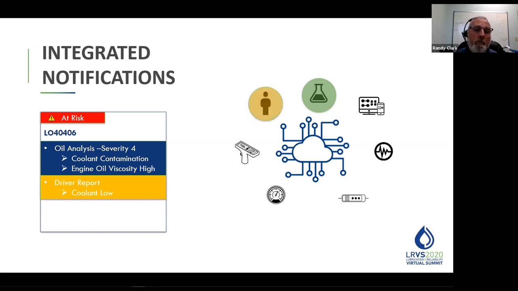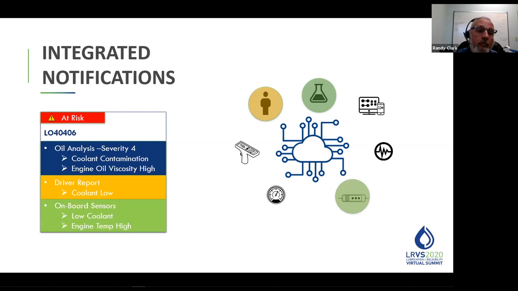But I also have some other data sets that are coming in. I have a driver's report from his walk-around report that morning that has been electronically integrated into my CMMS, in which the driver reported that the coolant level is low in the loader. I also have onboard sensors that have triggered faults to show low coolant and that the engine temperature is high.